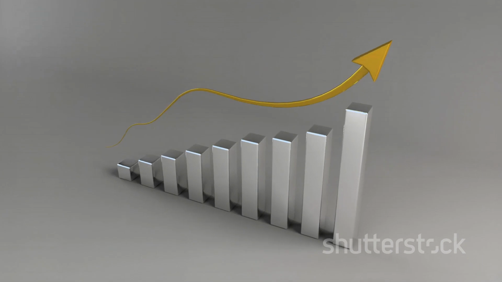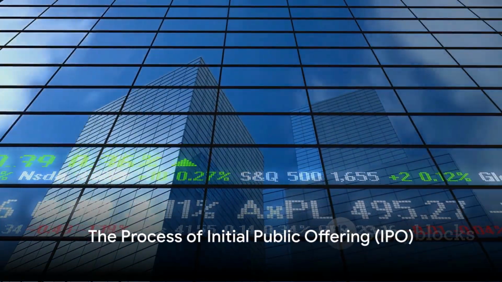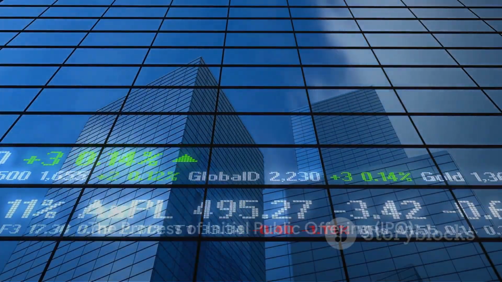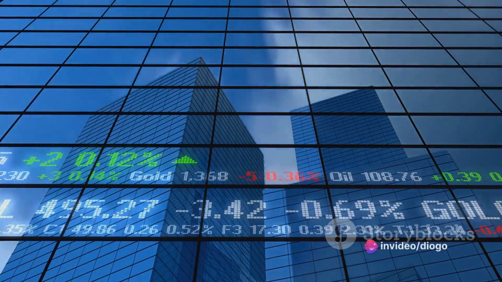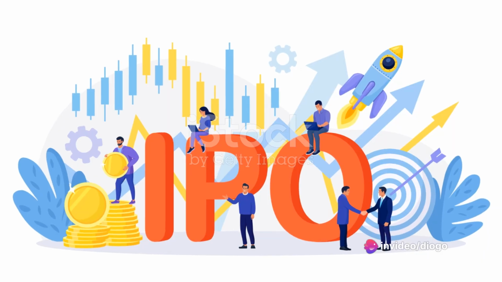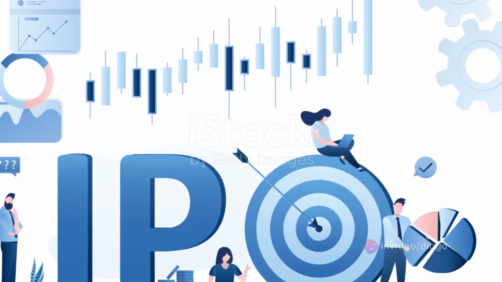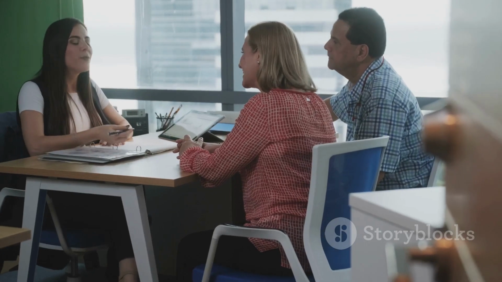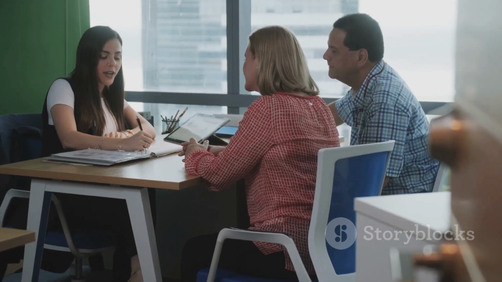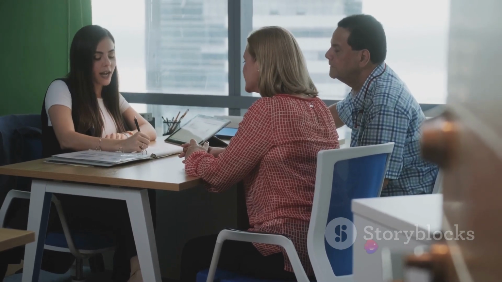company's assets and earnings. Now, when a company decides it wants to raise funds, it might choose to sell these slices of the pie to the public. This process is known as an initial public offering, or IPO. In an IPO, a company determines the number of shares it wants to sell, and an investment bank helps it set the initial price per share.